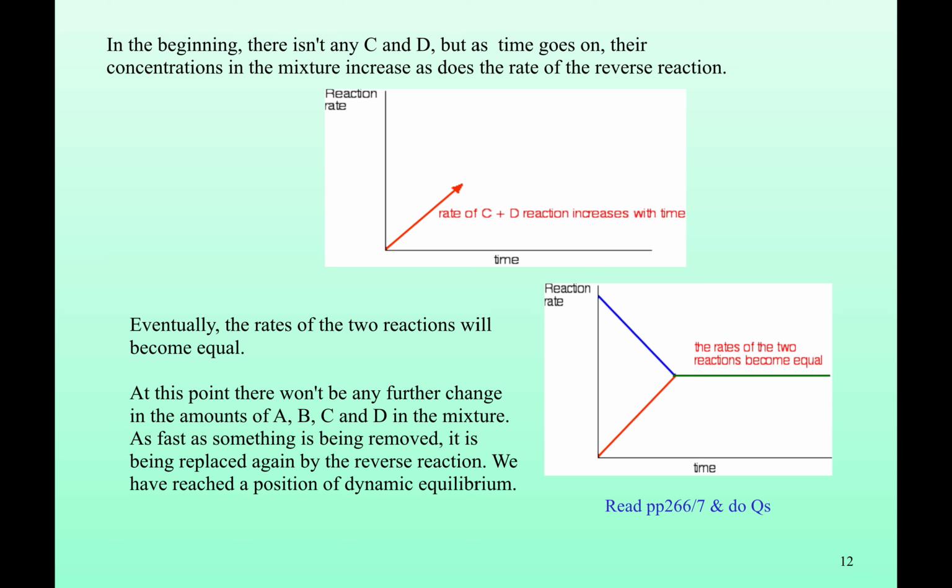So there's a dynamic equilibrium in that there's a forward reaction and a reverse reaction, but overall, there are 60 people inside and 10 people outside, and those two figures remain constant. Okay? Have a go at the questions.